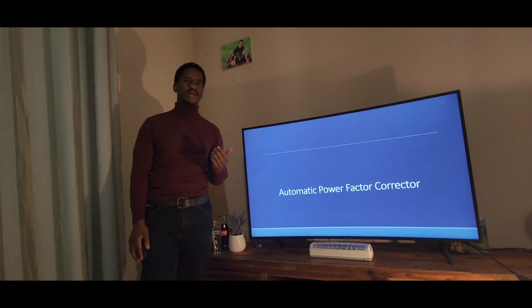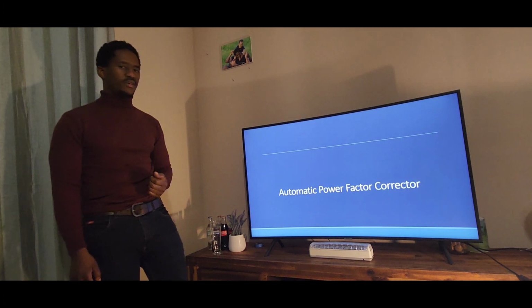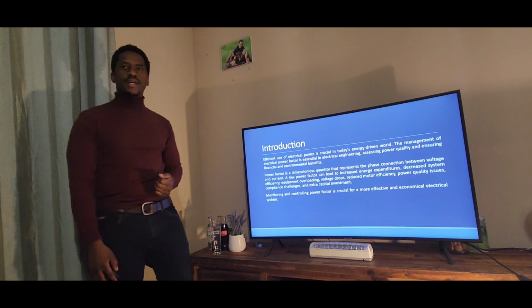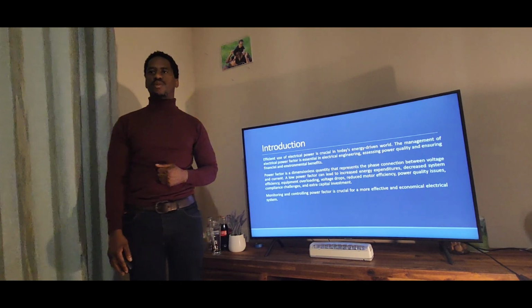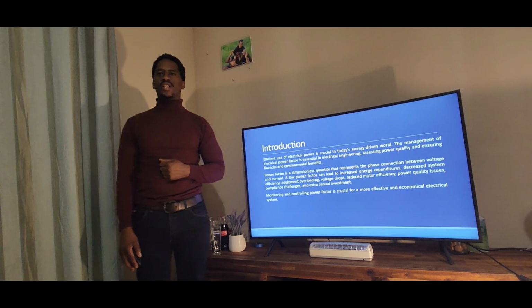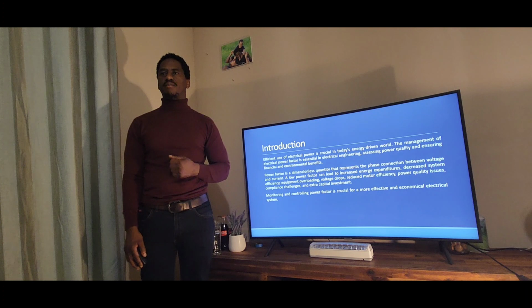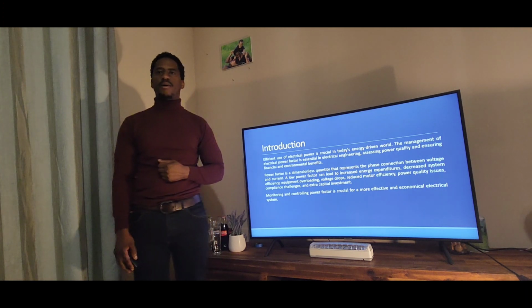Today I'll be presenting my report that speaks to automatic power factor corrector. Efficient use of electrical power is crucial in today's energy-driven world. The management of electrical power factor is essential in electrical energy, assessing power quality and ensuring financial and environmental benefits.